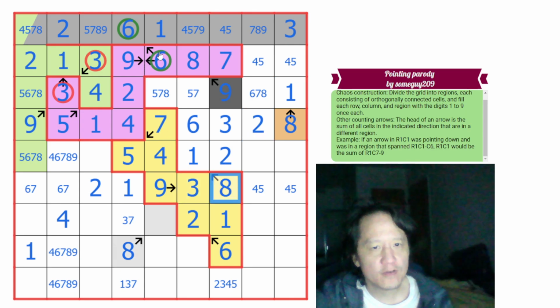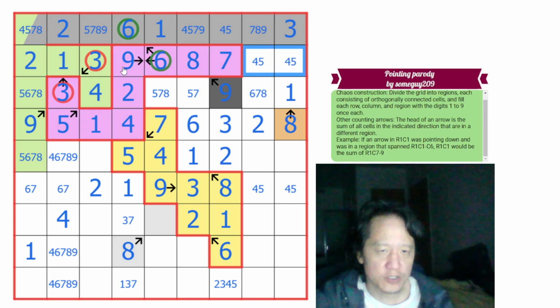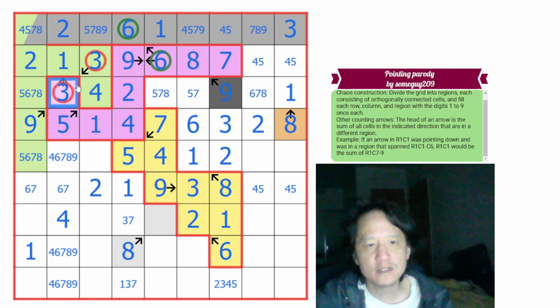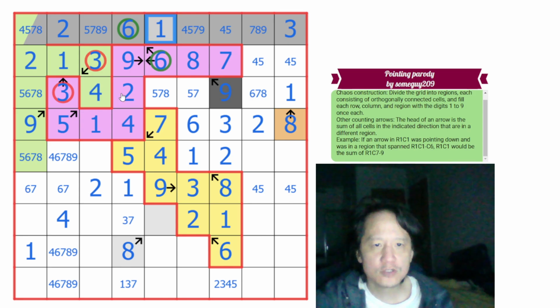So we have this is a separate region from there, so that adds up to 6. These two are a separate region from this, so therefore they add up to 9. These three are a separate region from this, so that adds up to 6. These two are a separate region from this, so therefore it adds up to 3. This is a separate region from this, so it adds up to 3. These two are a separate region from this, so it adds up to 9. These two are a separate region from this, and it adds up to 5.